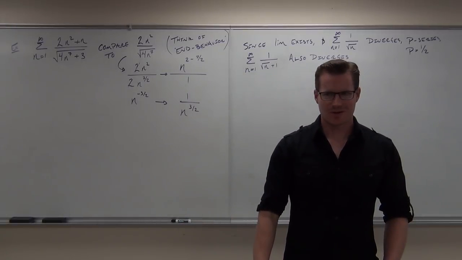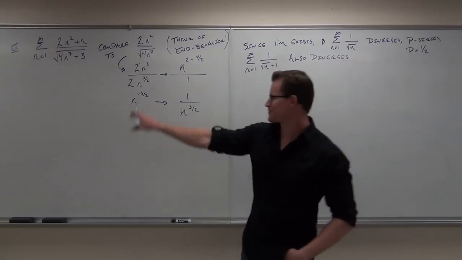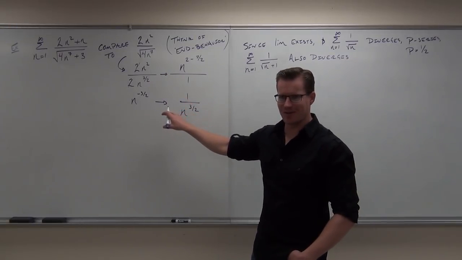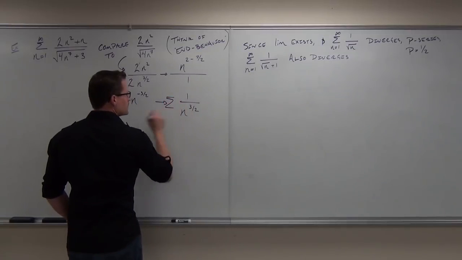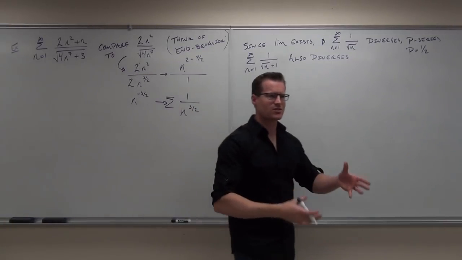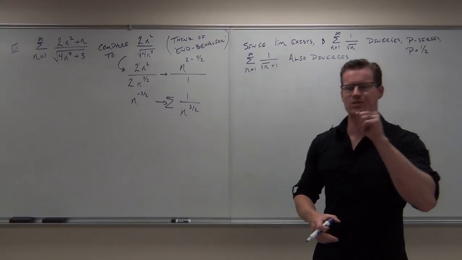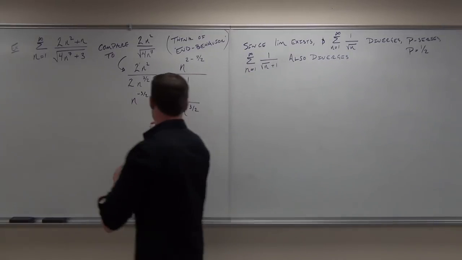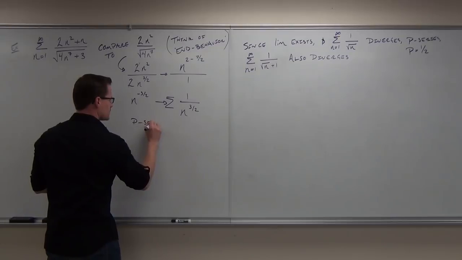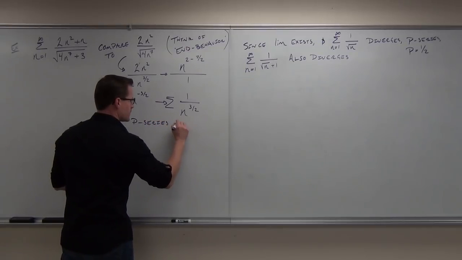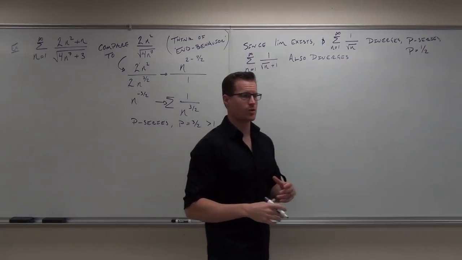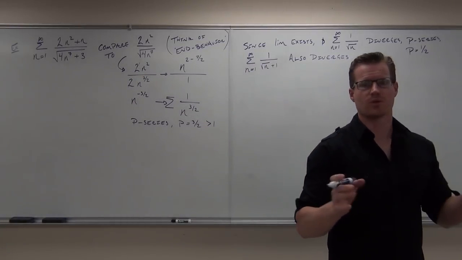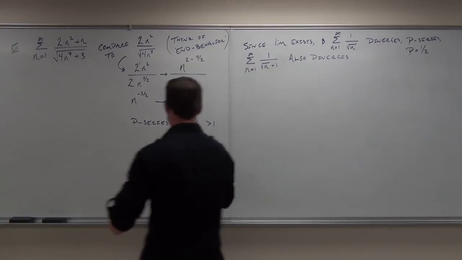You guys okay with this so far? Yes. Are you sure? You should be, because that's just some algebra, and you should be okay with it. Now, tell me something about this series. P-series. That's a P series. What's the P? 3 halves. So this is a P series with p equals 3 halves, which is greater than 1. Tell me something about a P series with p equals 3 halves greater than 1. What do you know? Convergence. That's a convergent P series.